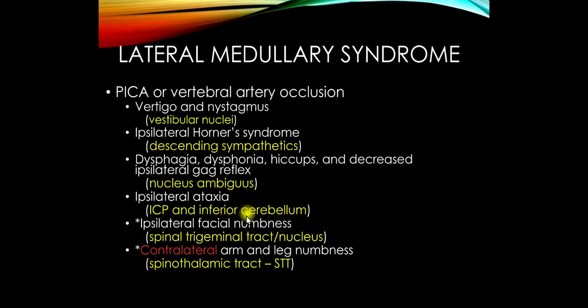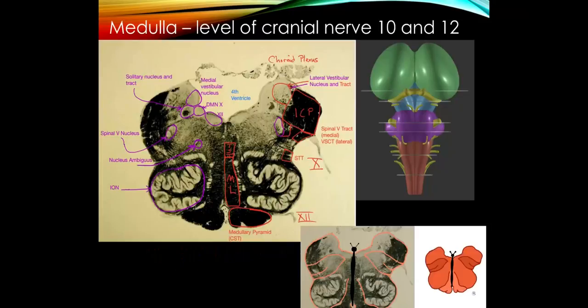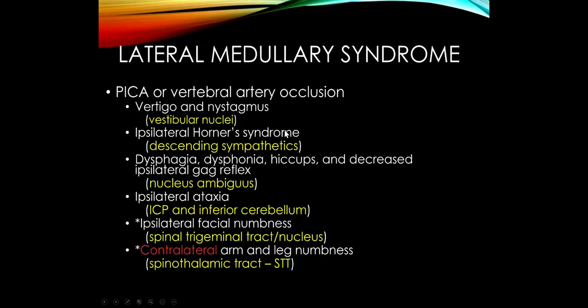The spinal trigeminal nucleus and tract are in the lateral medulla. That will give the patient ipsilateral loss of sensation on the face. So here is the spinal trigeminal nucleus and tract. Okay, and the spinothalamic tract is in the lateral medulla, which gives the patient contralateral arm and leg numbness. And when you do your examination, it's going to be pain and temperature.